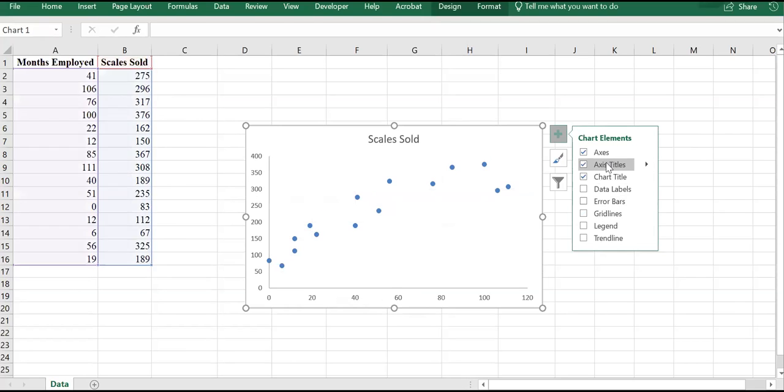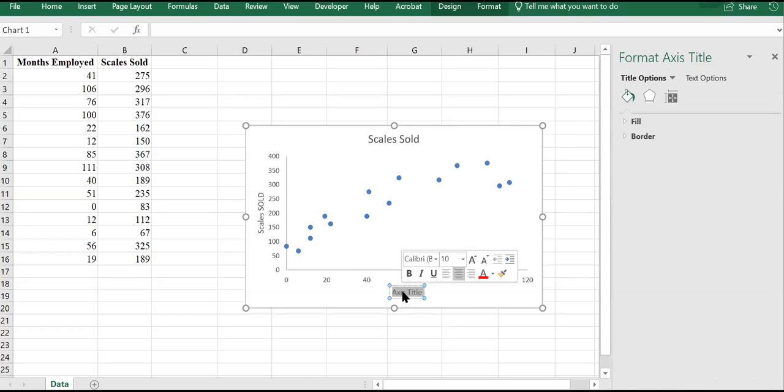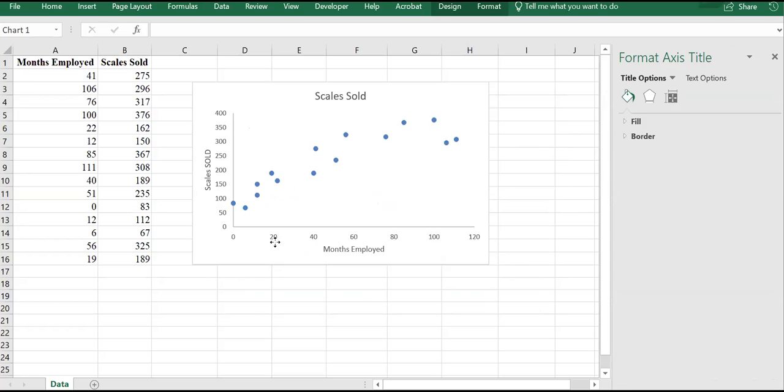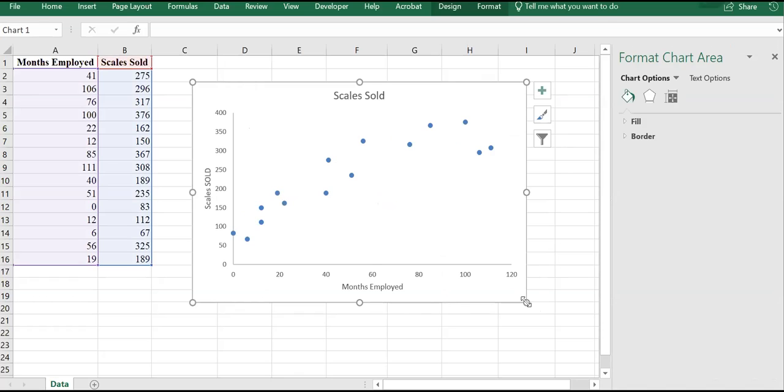So I'm going to get rid of the grid lines. I'm going to add the axis titles. So this is scales sold, and here this would be months of employment, or months employed. All right, so this is the scatter chart.